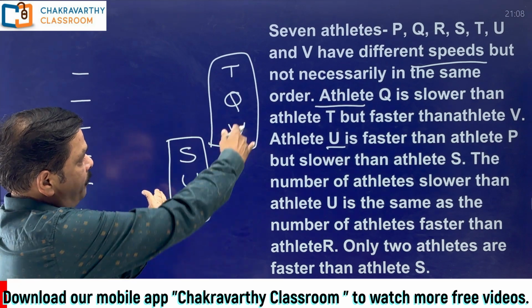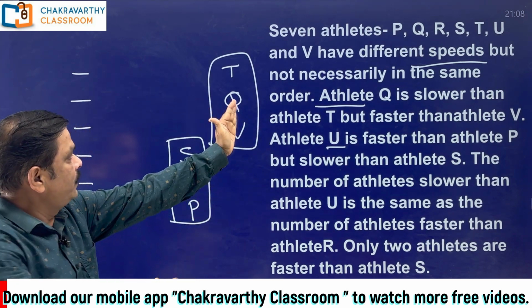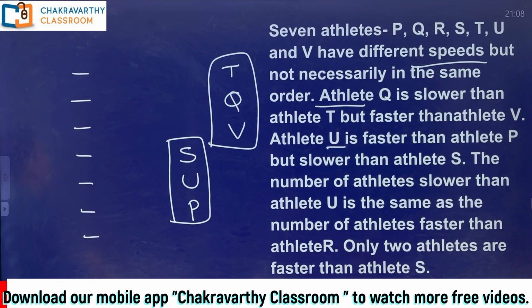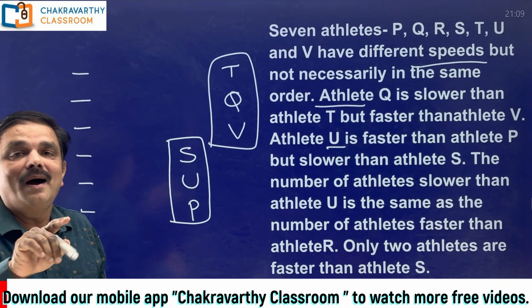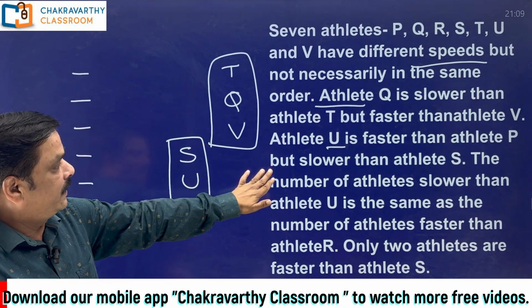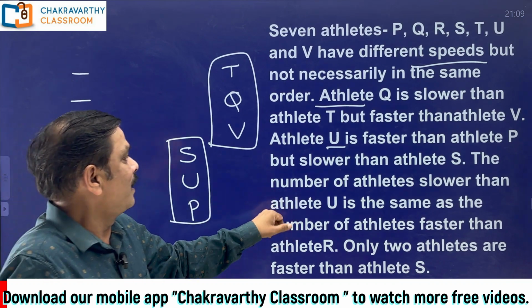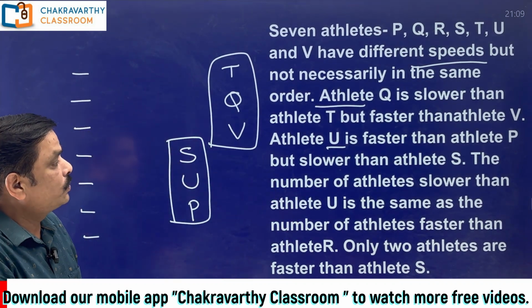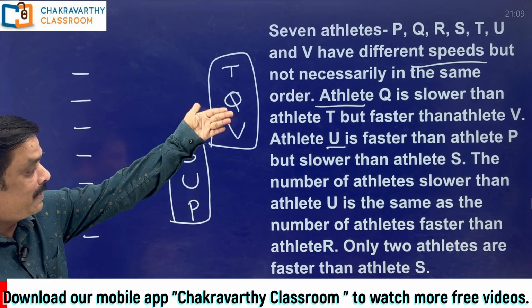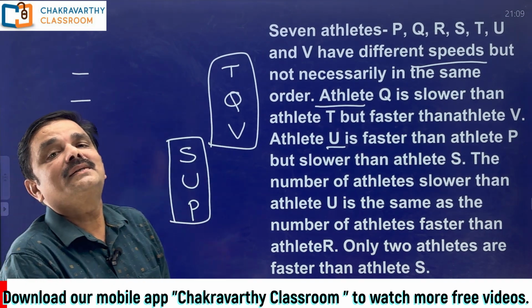But these two cannot be compared with each other, or taken onto the chart separately either. Wait for the clue. What's the next information they have given here? The number of athletes slower than U is the same as the number of athletes faster than R.